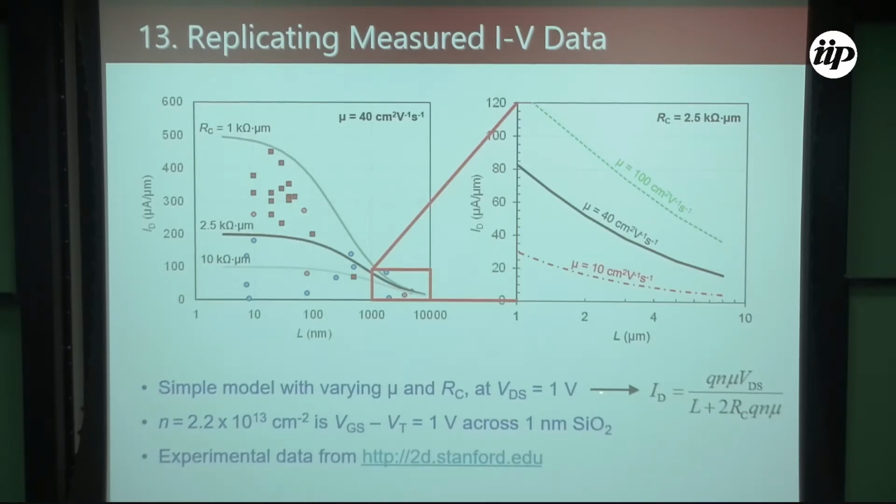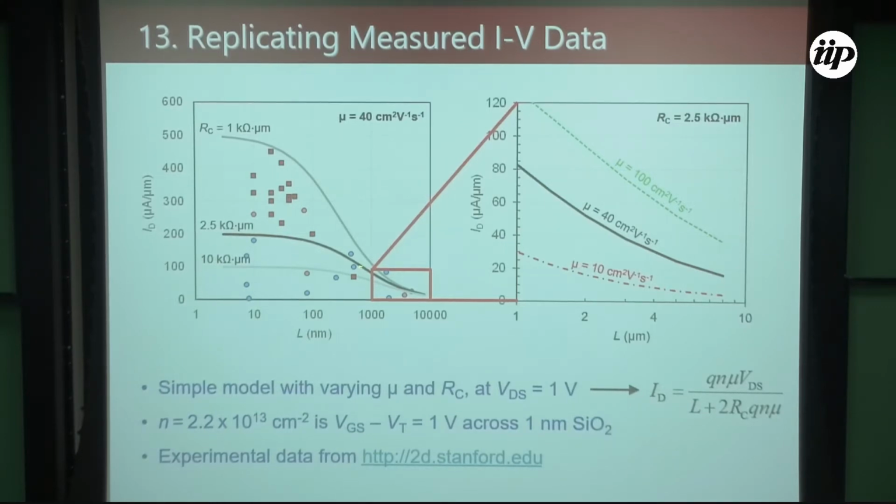This is my simple model. I think everybody with a pocket calculator, Excel, MATLAB, whatever, can use a model like that. This is really, really simple. But it includes carrier density, mobility, drain voltage, and the contact resistance, okay? And so these are the lines of that model with a few assumptions. So mobility of 40, fine. And then contact resistance of 1 kilo-ohm-micron, 2.5 kilo-ohm-microns, 10 kilo-ohm-microns, just to show what it looks like.